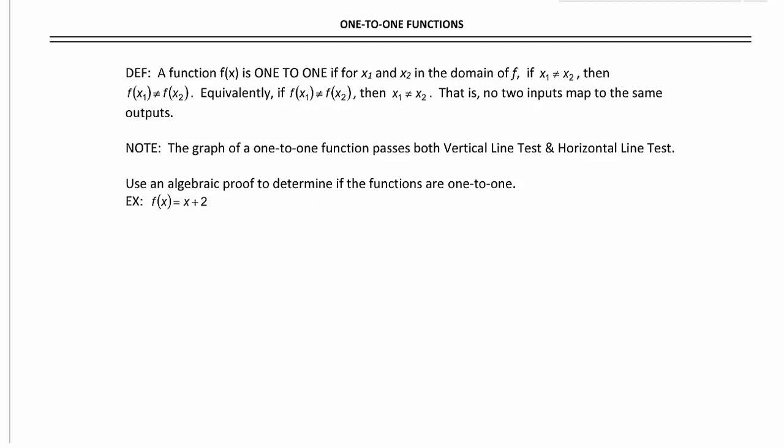The graph of a one-to-one function has to pass both the vertical and horizontal line tests. Now, we could certainly use that technique to determine whether these functions are one-to-one or not, but we just want to learn something new. We're advancing in our math, so we want to do more than just look at a picture to get an answer, and we're going to write a real proof.